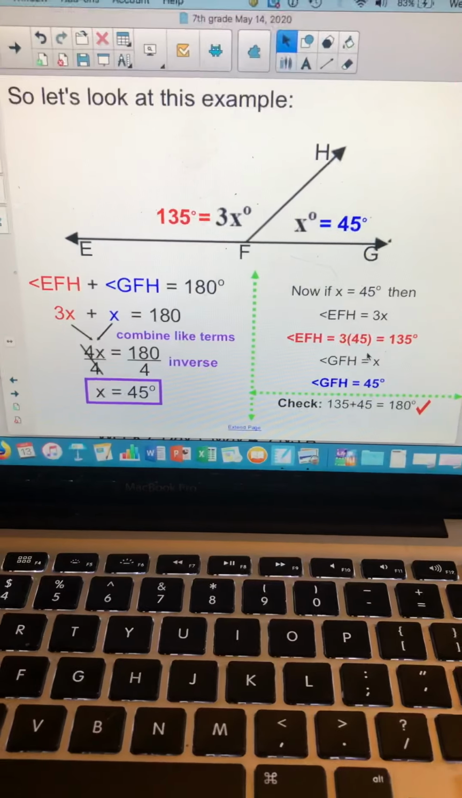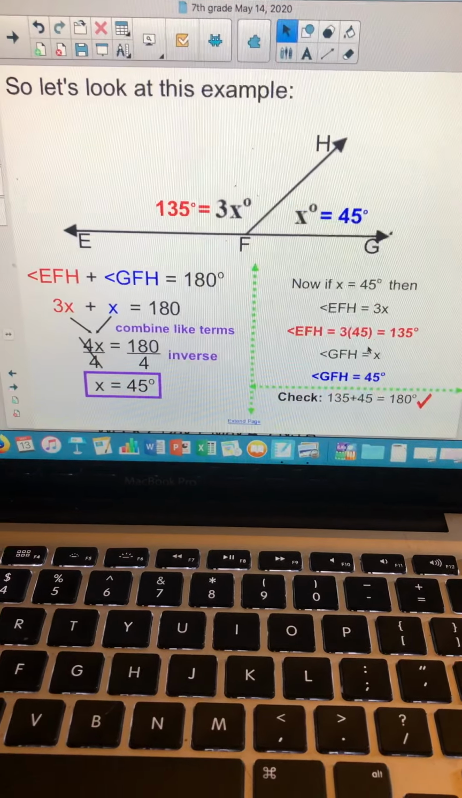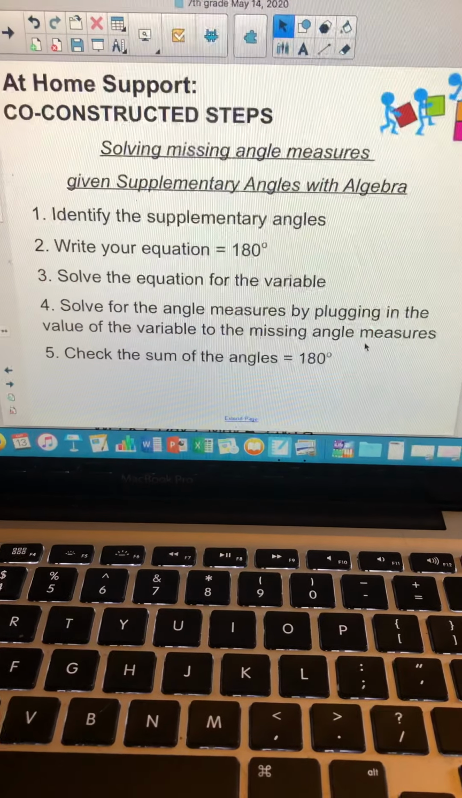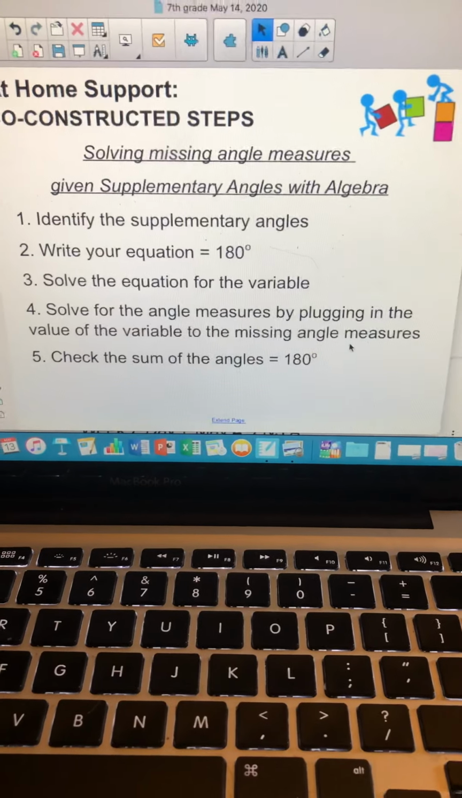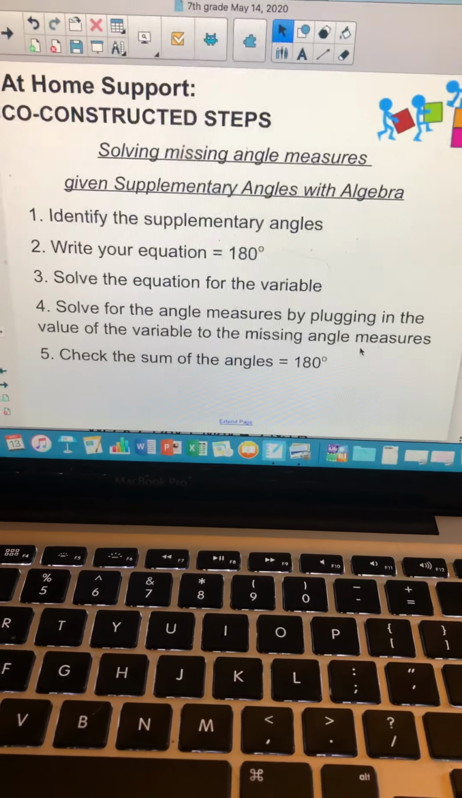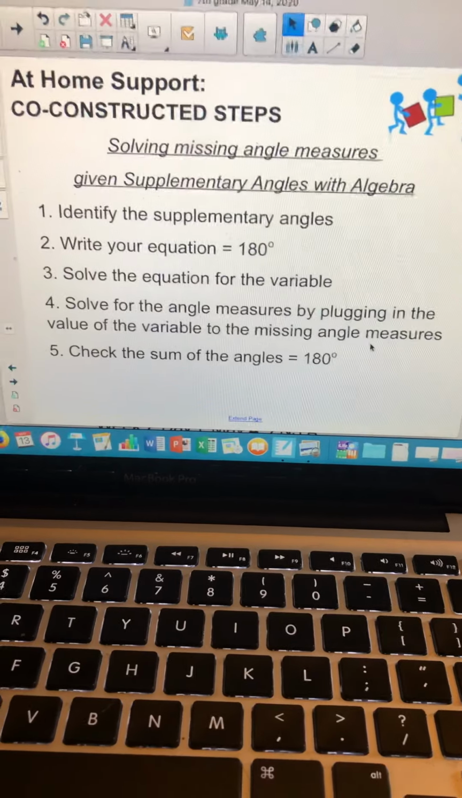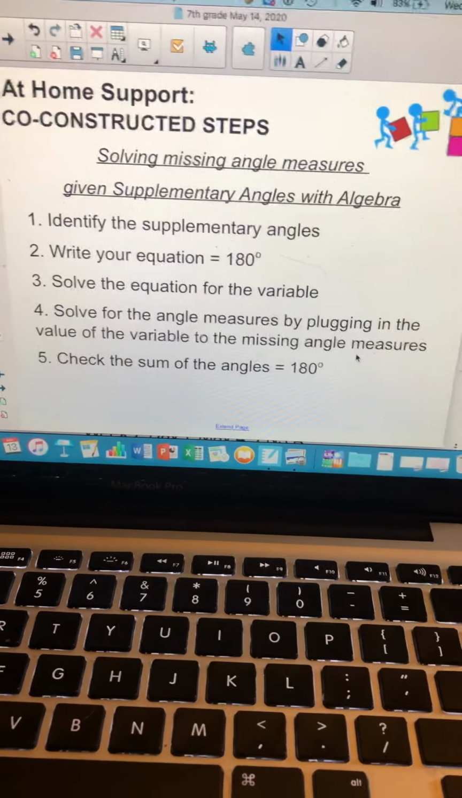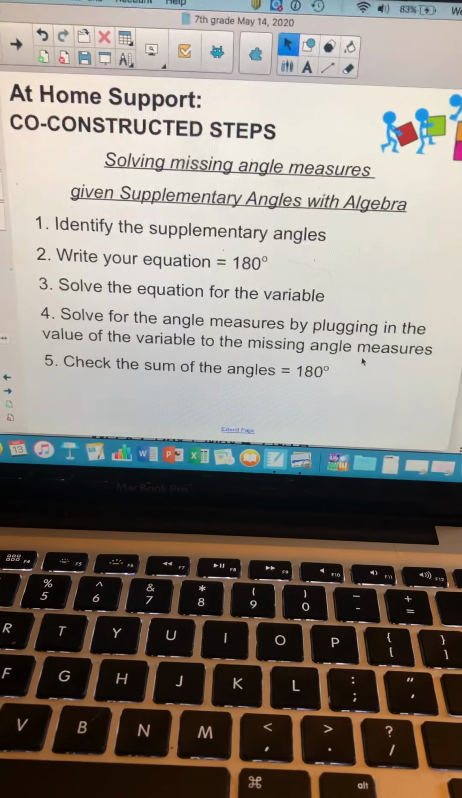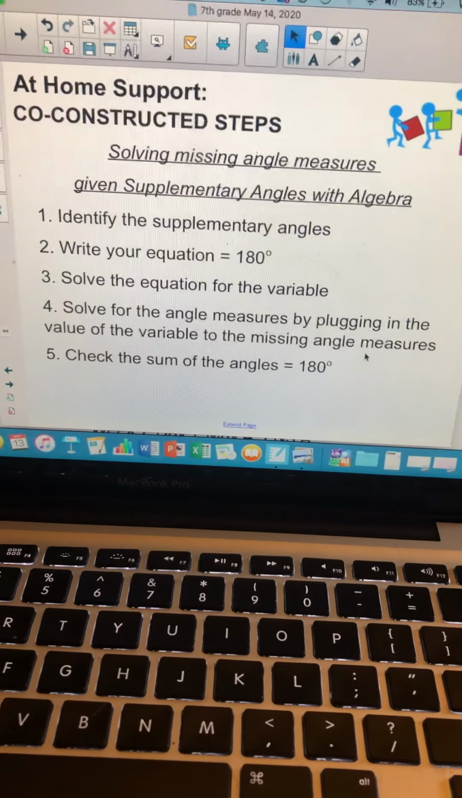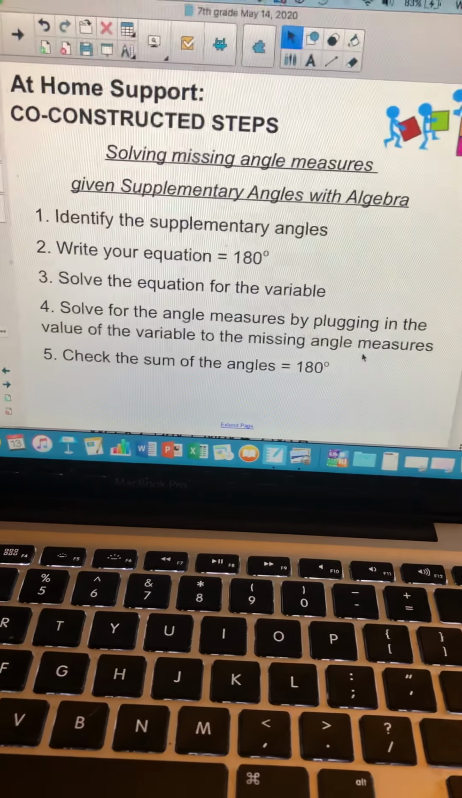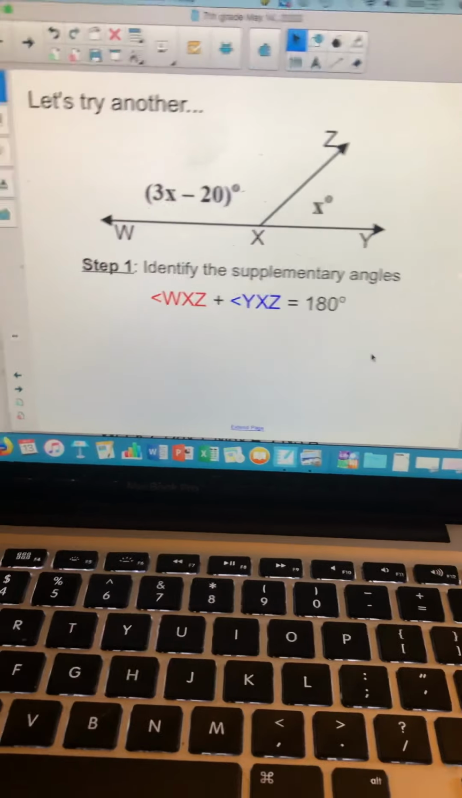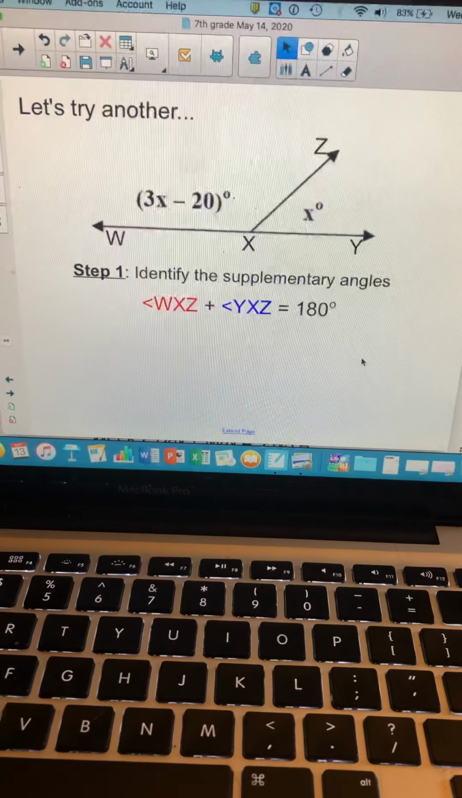All right, so everything I showed you is in the lesson, exactly how I modeled it. So you have it there too. If I went too fast for anyone, just go back in the video or look back in the lesson and you'll see exactly what I just walked you through. The following slide is your steps. So you have identify the supplementary angles, write your equation equal to 180 today because we are supplementary. Solve the equation for the variable, then solve for the angle measures by plugging in the value of the variable. Check to make sure that your two angles sum to 180. Okay, so let's look at another one. This one's a little more involved.